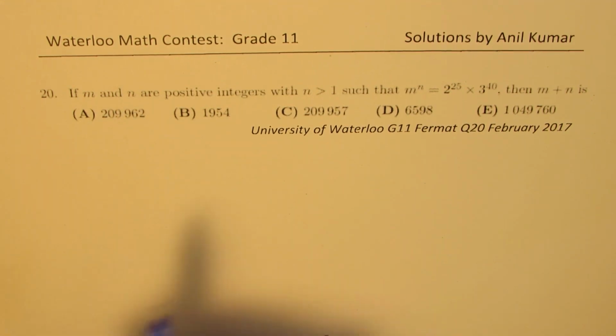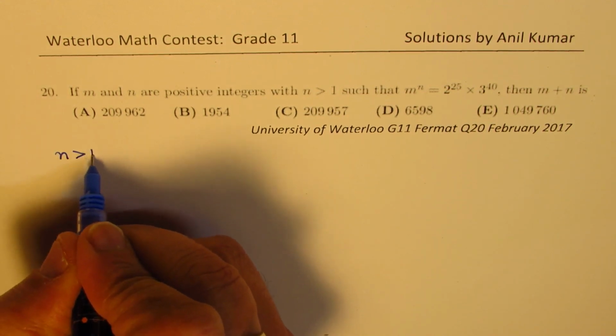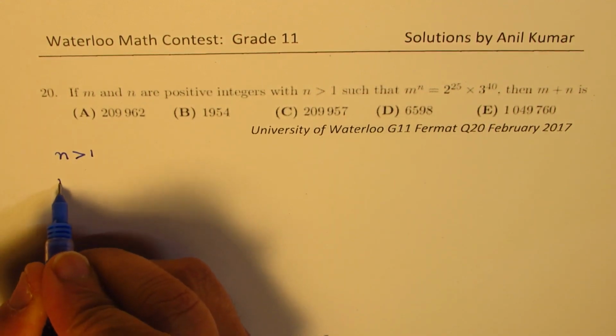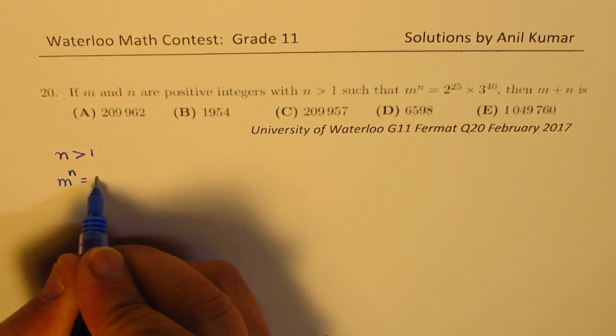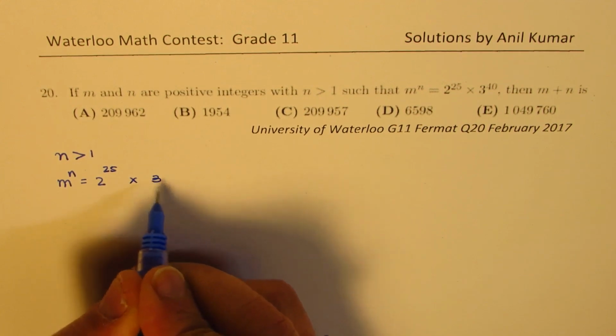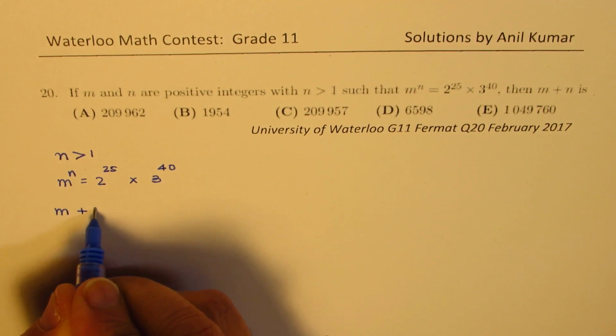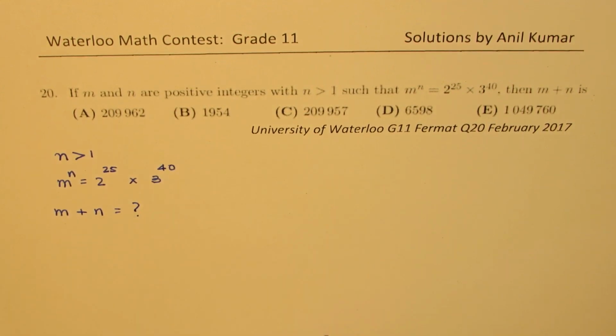Sorry for that bad print, but let me rewrite this, right? So what we are given here is that n is greater than 1. We are also given that m to the power of n is 2 to the power of 25 times 3 to the power of 40. And what we need to figure out is what m plus n is equal to, right? So that is the question given to us. Let us see how to solve it. You can always pause the video, answer the question, and then look into my suggestions.